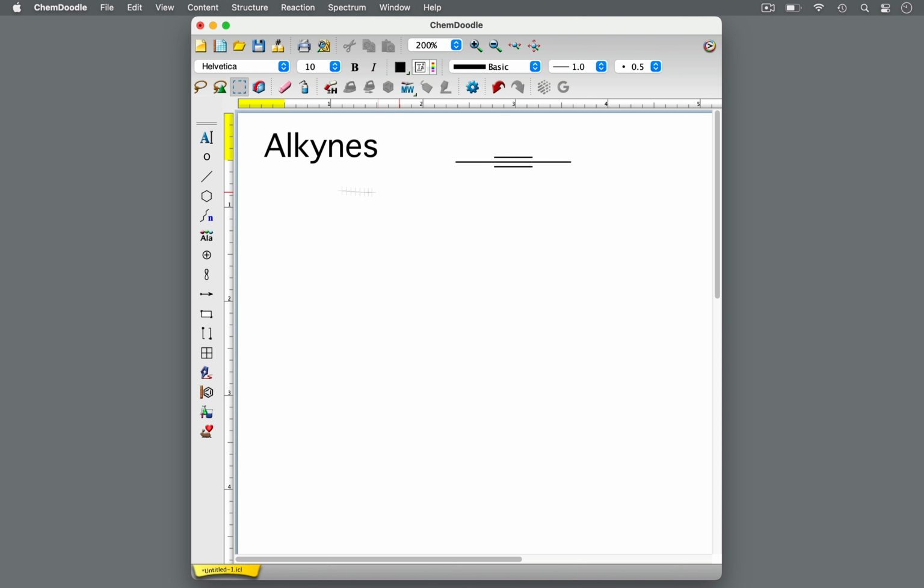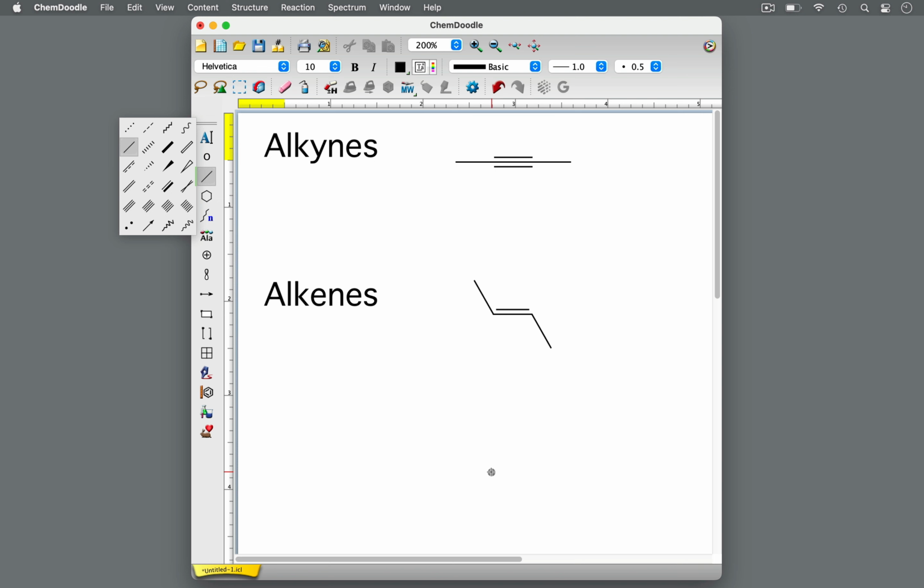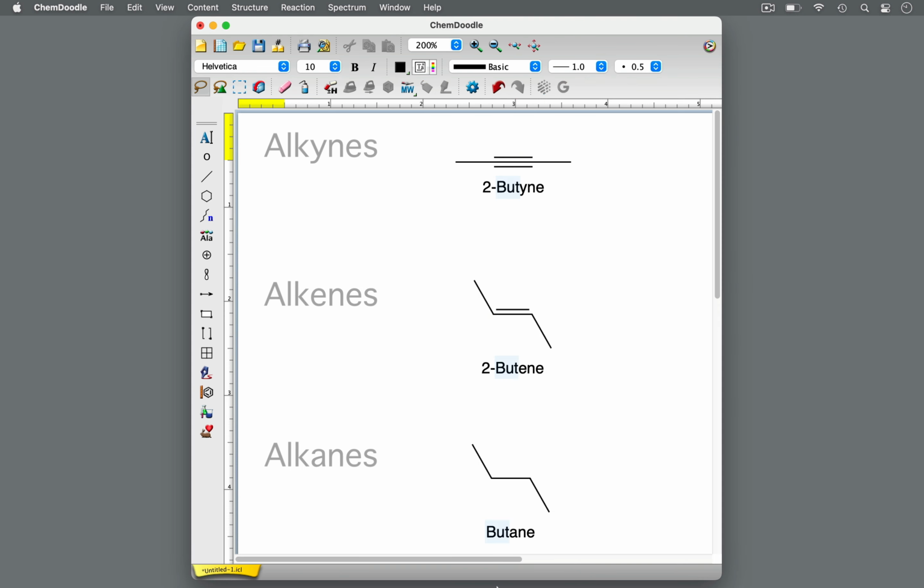IUPAC nomenclature rules create a systematic method of naming molecules. As such, naming alkynes is similar to naming alkenes and alkanes. The IUPAC name is based on the number of carbon atoms in the longest continuous carbon chain that includes the triple or double bond, and the ending of the IUPAC name is rooted in the type of hydrocarbon: alkyne, alkene, or alkane. Let's look at a few examples of alkynes.